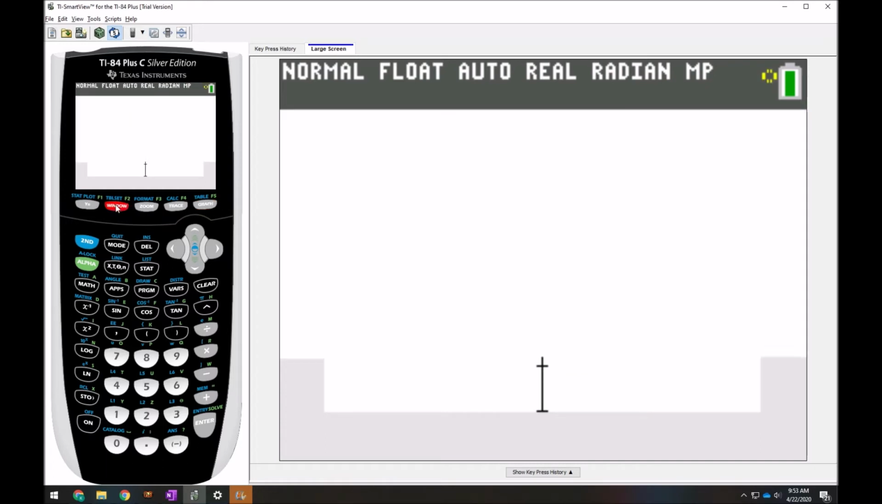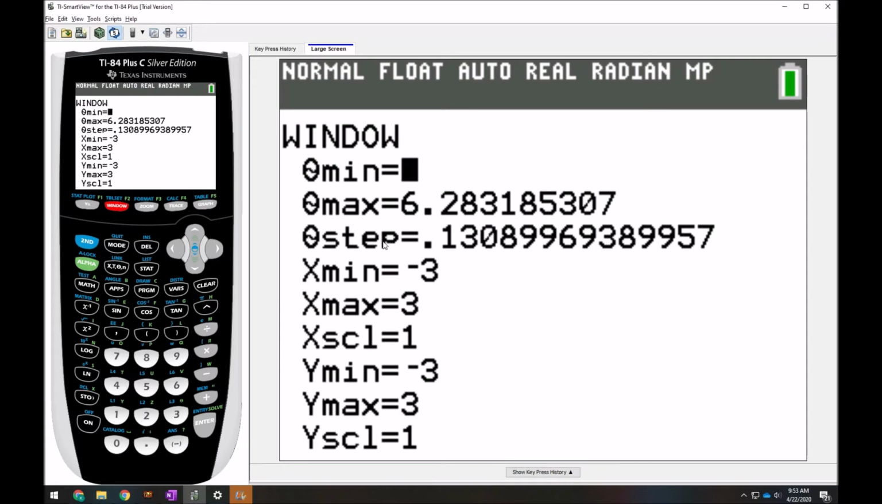The final value that I have is this theta step value, and that's a very, very important value. The reason that this theta step value is so crucial is that it is going to dictate to the calculator how many points it's going to be plotting. Notice that the first point that the calculator is going to plot is when theta is 0.